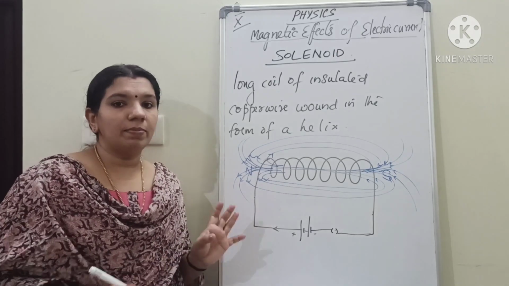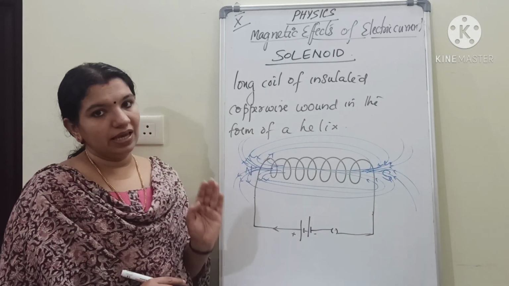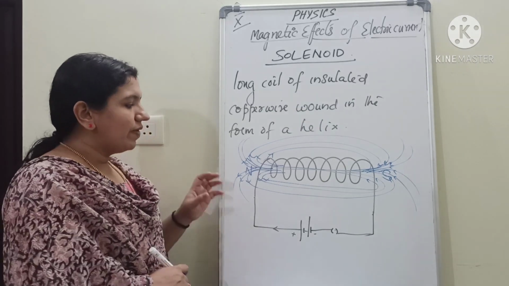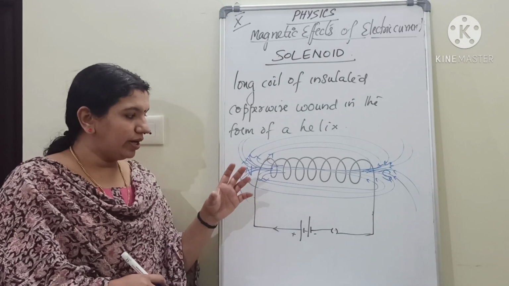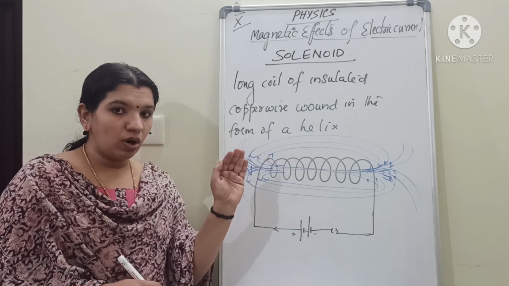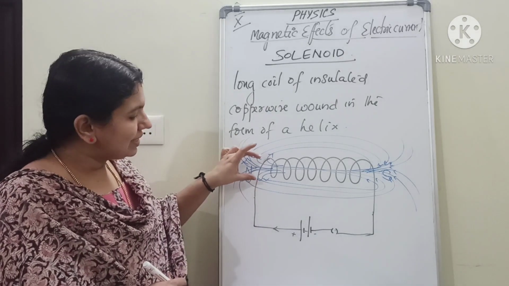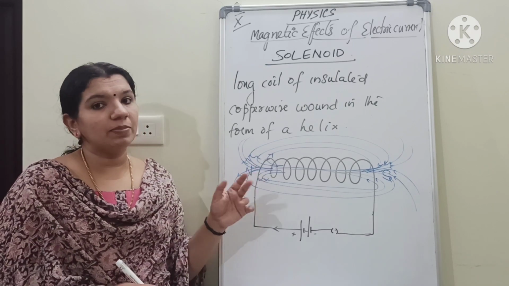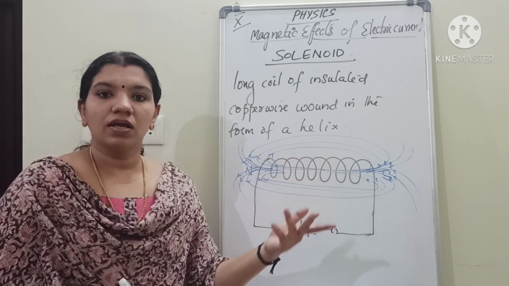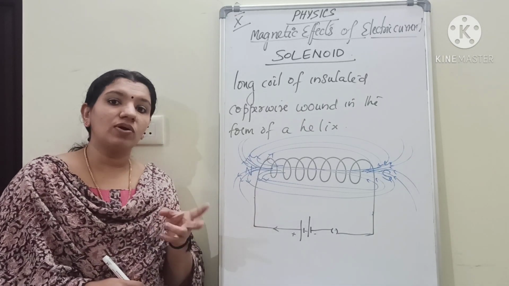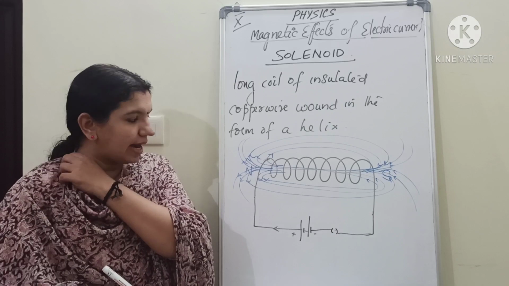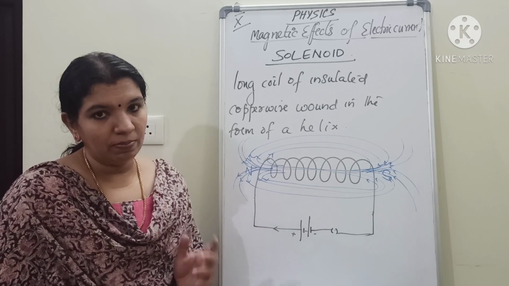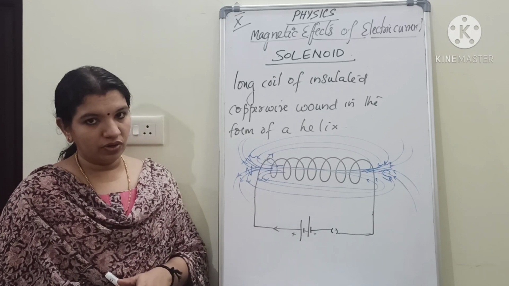After connecting to a battery, if you place a bar magnet near this solenoid, a bar magnet has a North Pole and a South Pole, isn't it? So when you place a bar magnet near this solenoid, if you place the South Pole of the bar magnet near this end, suppose it is getting repelled. What does it mean? This end will be South Pole and the other end will be North Pole. Clear? That is, like poles will repel and unlike poles will attract. Similarly, you can identify the poles of a solenoid by placing a bar magnet near the solenoid.